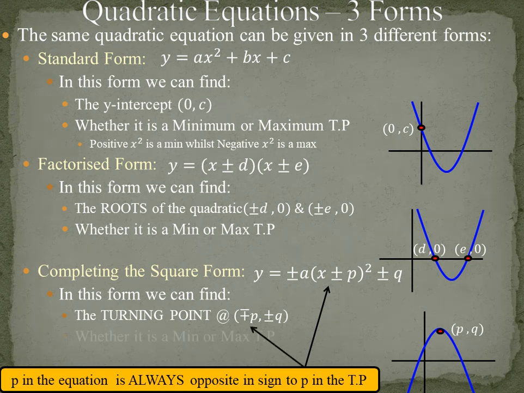Q is just whatever value it is. You can't tell whether it's a min or max. It depends. If there's a negative outside the bracket, it's a maximum. If there's no negative, it's a minimum.